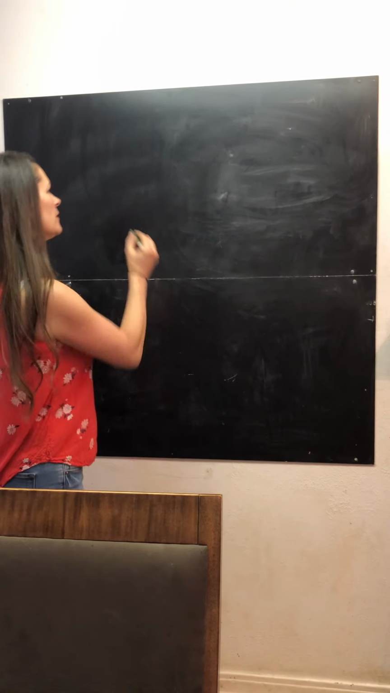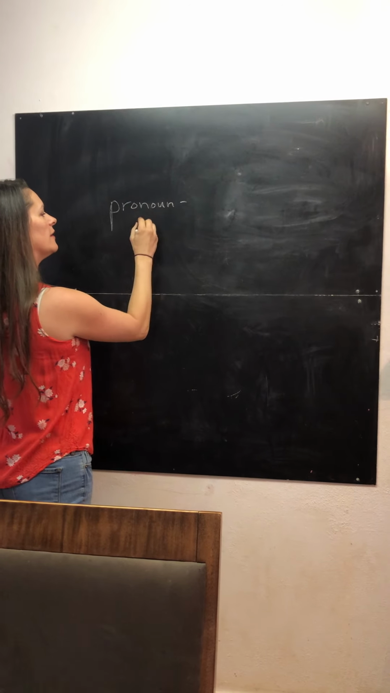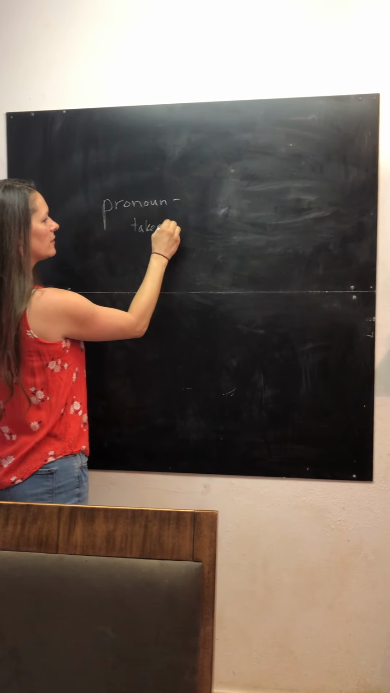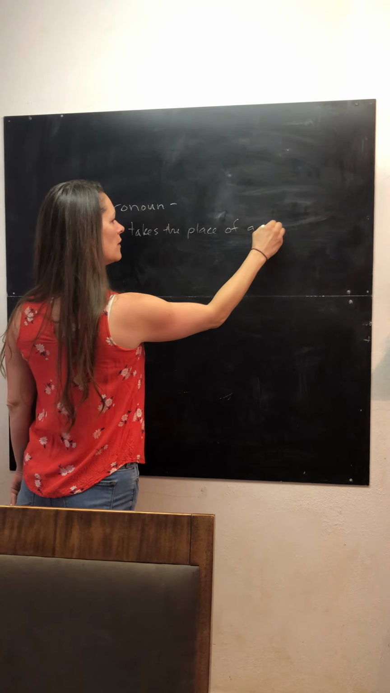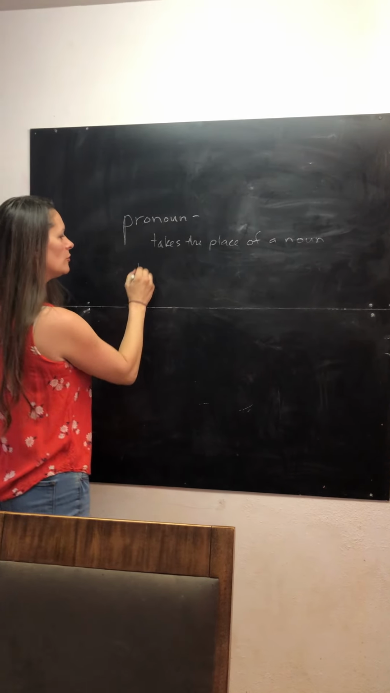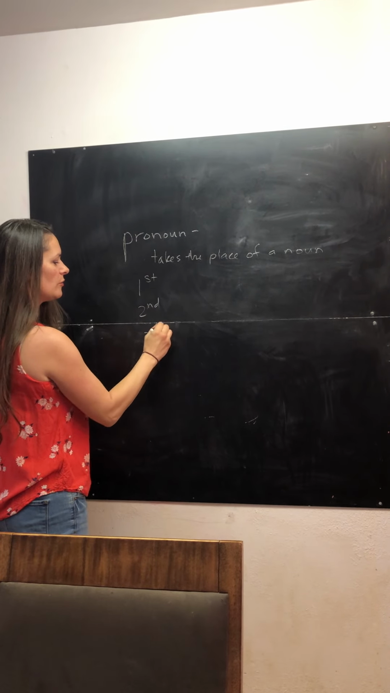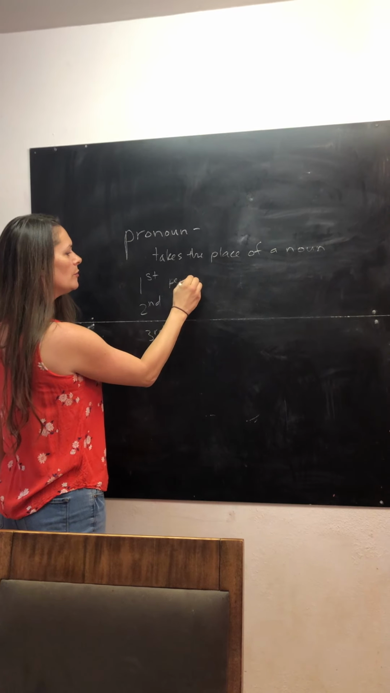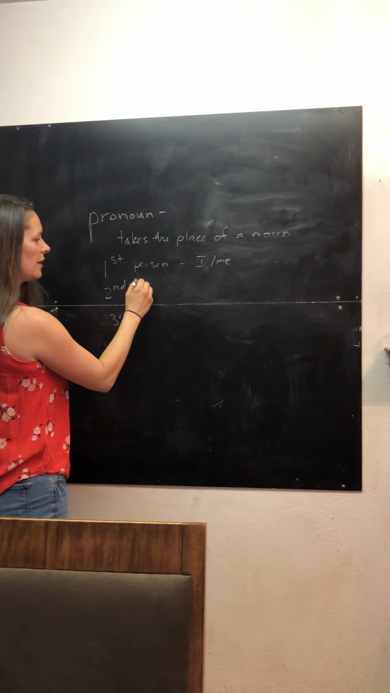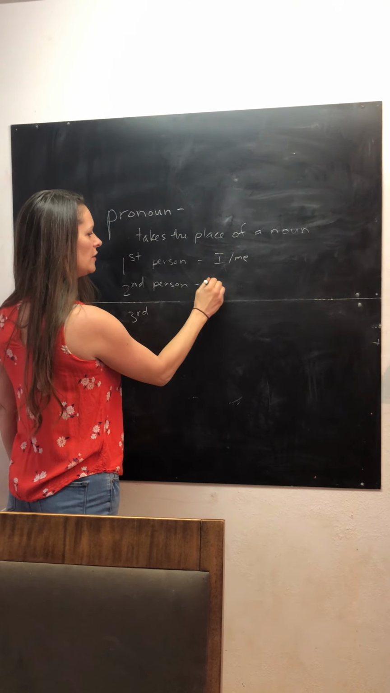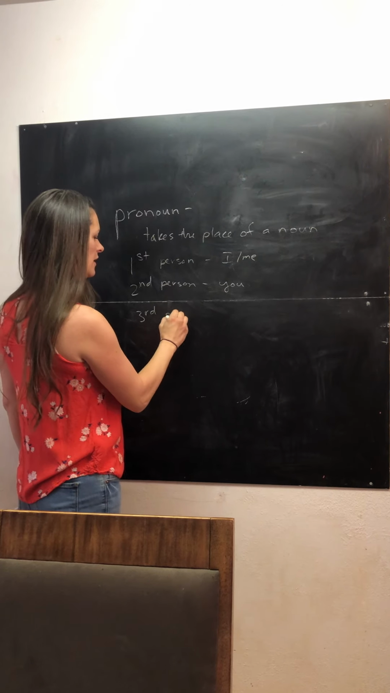What is a pronoun? A pronoun is a word that takes the place of a noun. We have first person pronouns, second person pronouns, and third person pronouns. First person is I and me. Second person is you. And third person is he, she, or it.